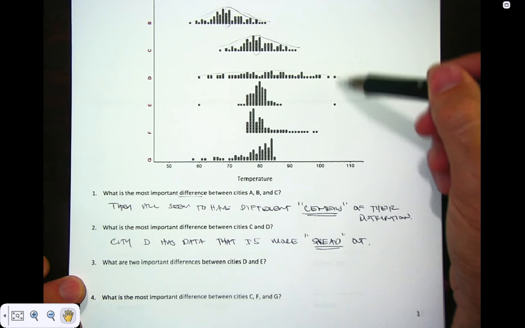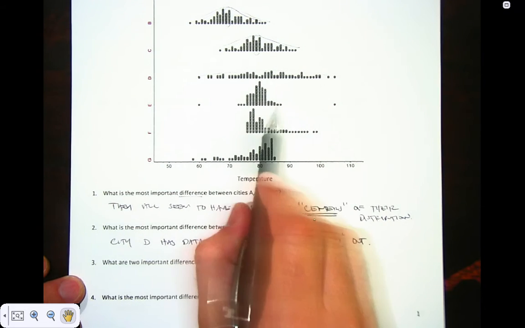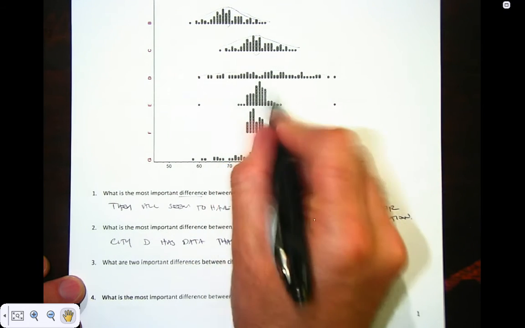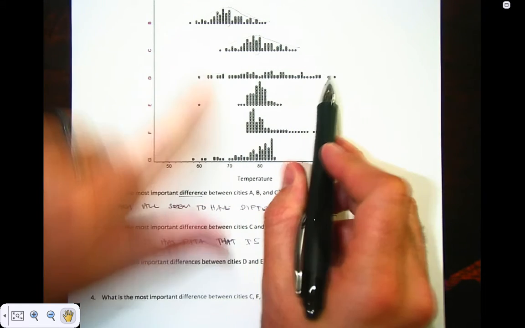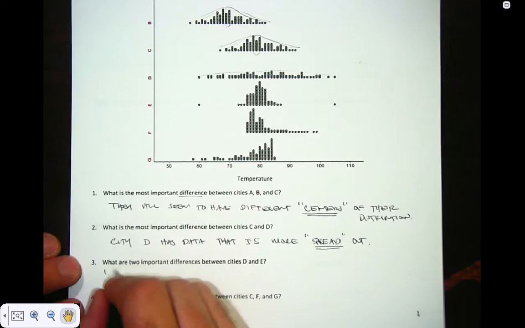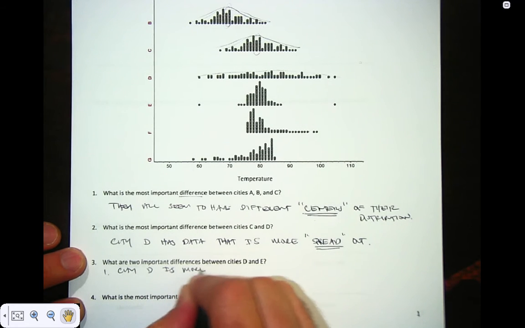Well, look at D and E. Definitely the spread, right? Look at this. This is all kind of compact right around here, right? And this is much more spread out. So one difference would be that D, city D, is more spread out.